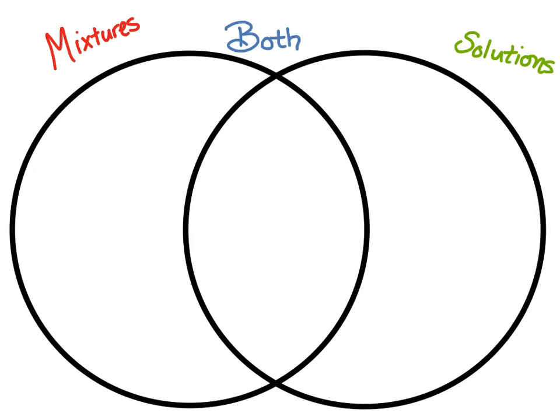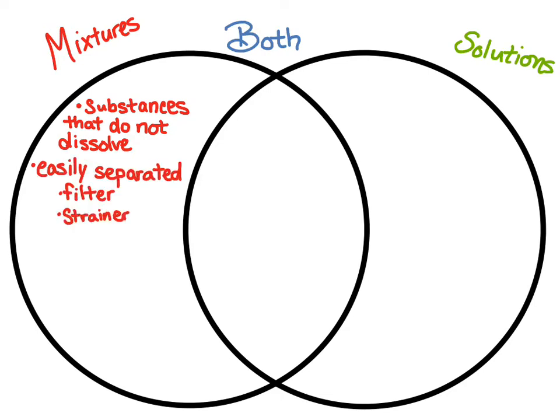So, the first one, let's start with mixtures. All mixtures are substances that do not dissolve. They can also be easily separated by using a filter or a strainer. And for the last thing, our example will be, we'll do two. Our first one will be sand and iron.